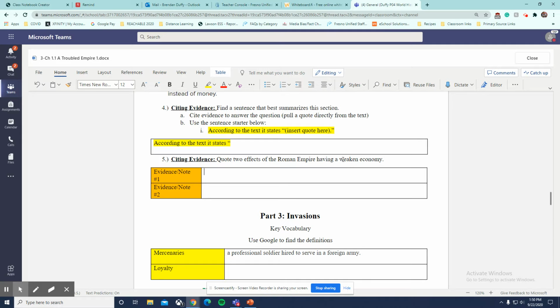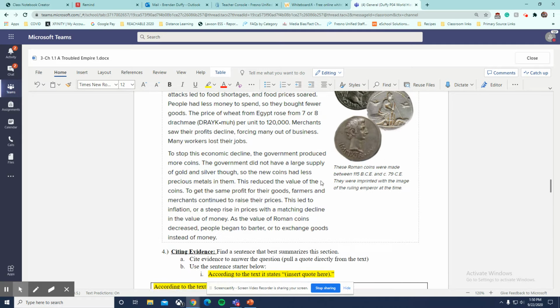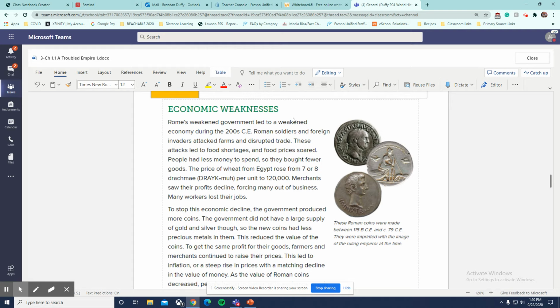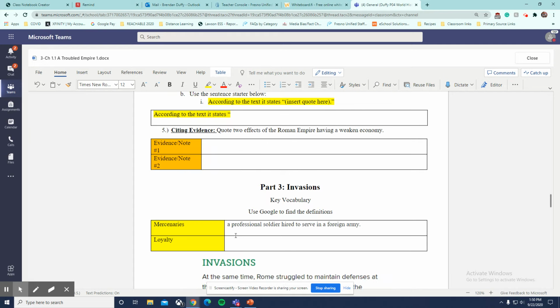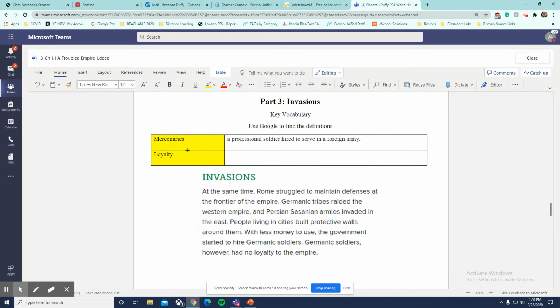And then you're going to quote 2 effects of the Roman Empire having a weak economy. So Rome has a weak economy when this section starts. So you're just quoting anything from here that tells other effects of that. Invasions is short. Here's a definition for mercenary. It's a professional soldier hired to serve in a foreign army.